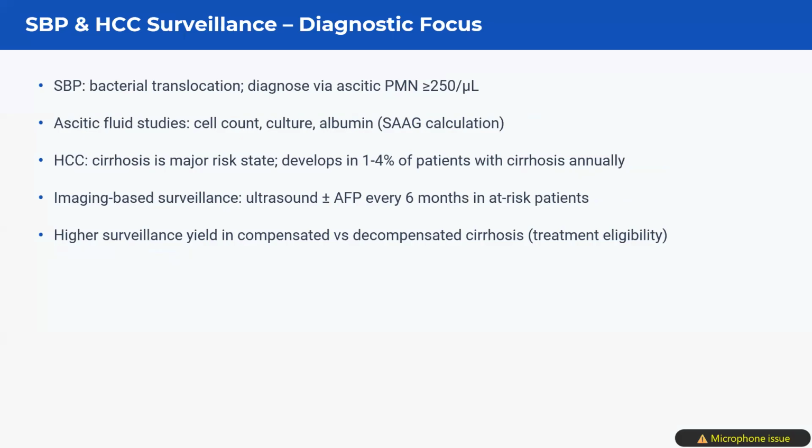So what we have now is spontaneous bacterial peritonitis and hepatocellular carcinoma, two other conditions we're going to talk about now. Both of these are silent until they are catastrophic, and both are detectable if you are vigilant.